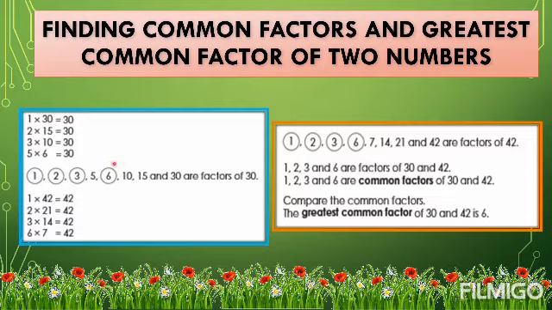As you see here, in the factors of 30 and 42, we have encircled the numbers because the common factors of 30 and 42 are 1, 2, 3, and 6. So we're going now to compare, class, the factors of these two numbers. As you see here, the common factors are 1, 2, 3, and 6, and the greatest common factor there is 6. Okay? So again, class, the greatest common factor of 30 and 42 is 6.